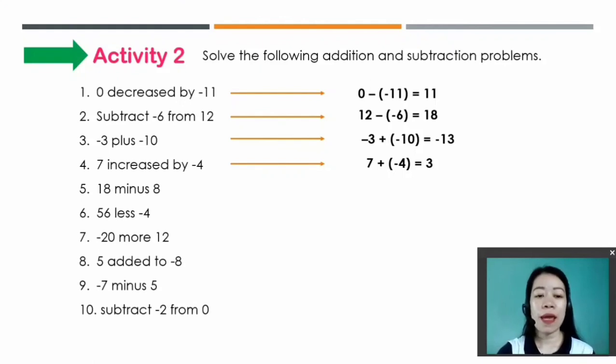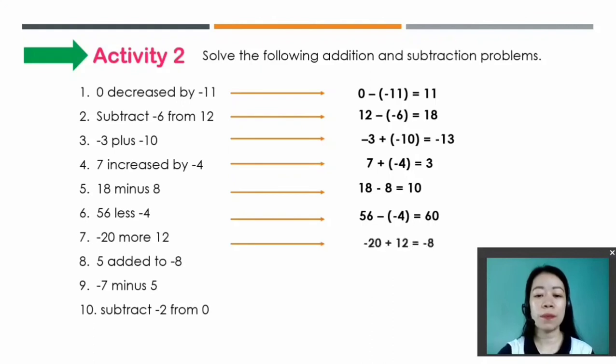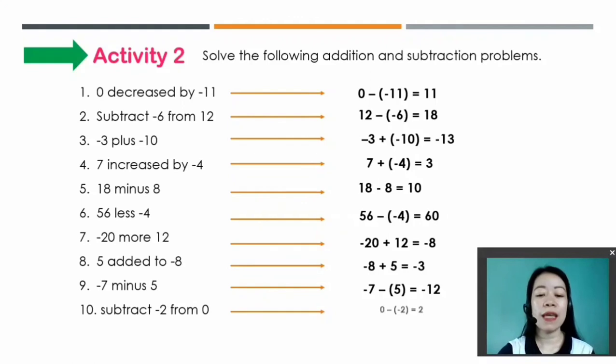Number 5, 18 minus 8 equals 10. Number 6, 56 less negative 4 means 56 minus negative 4. And the answer is 60. Number 7, negative 20 more 12 means negative 20 plus 12. The answer is negative 8. Number 8, 5 added to negative 8 equals negative 3. Number 9, negative 7 minus 5 equals negative 12. And last, number 10, subtract negative 2 from 0. The answer is 2.